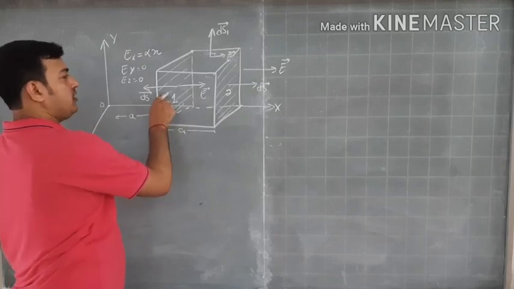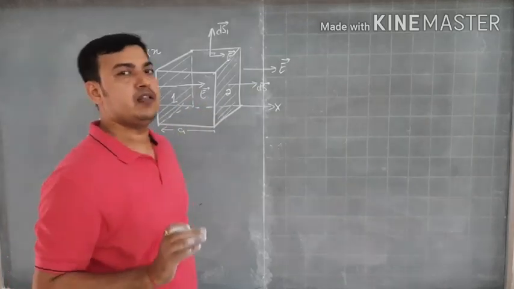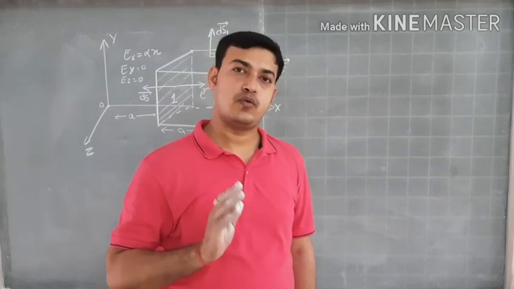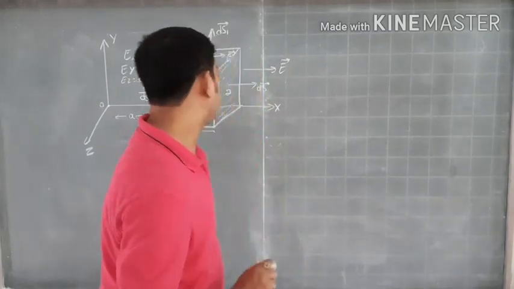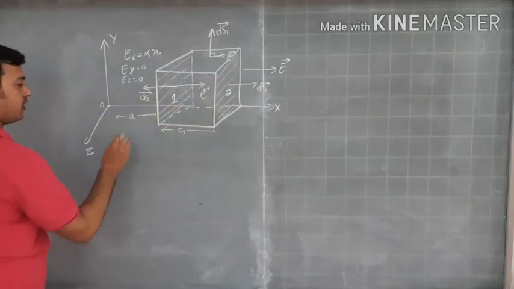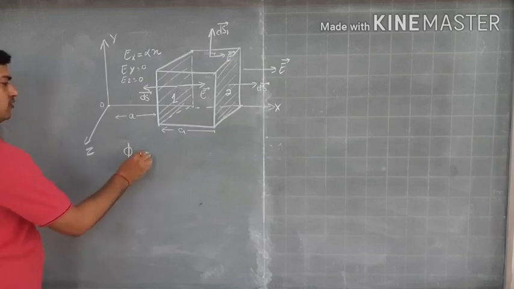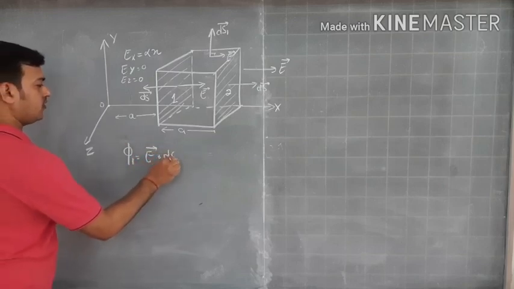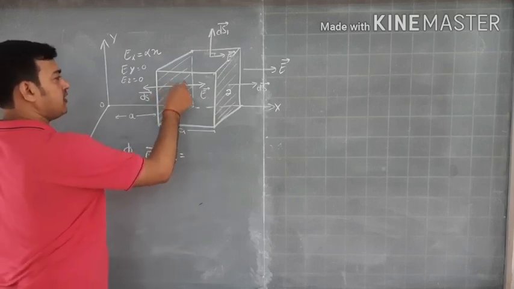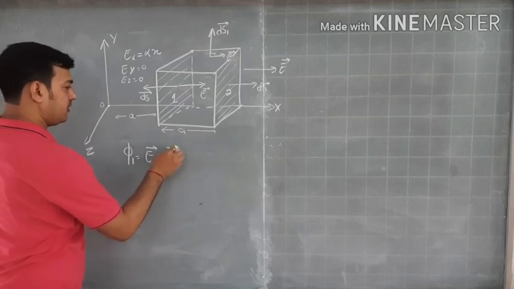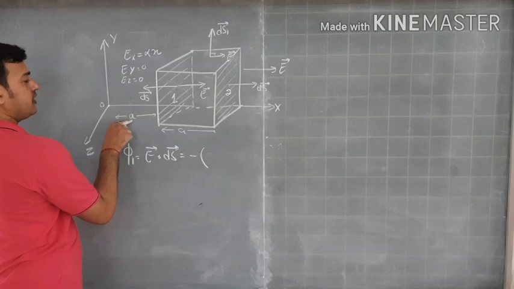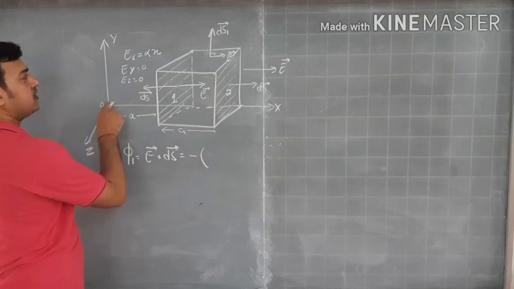It means only these 2 faces will contribute in the calculation of electric flux, while the flux through the rest of the 4 surfaces will be 0. So first of all, I will calculate the flux for this surface 1. Since we know that flux is E dot ds, and here the negative flux will be there because the angle between E and ds is 180, we have seen in the previous one.